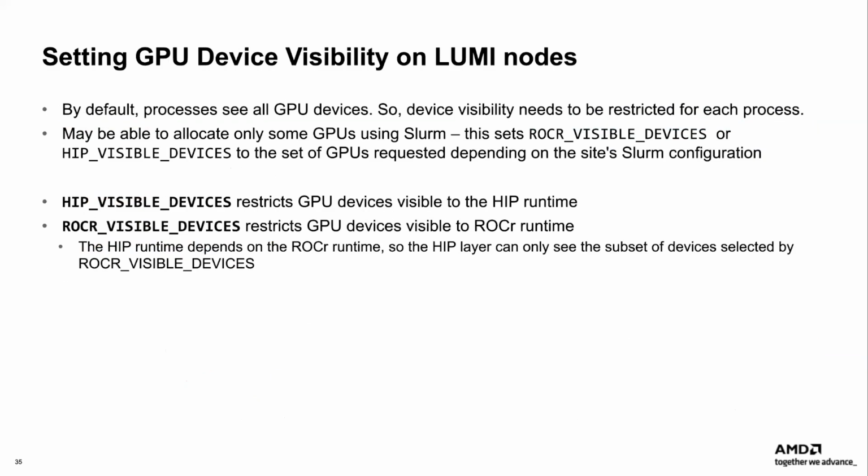So on LUMI nodes, to set GPU device visibility, we can do it using one of two environment variables. One is called HIP_VISIBLE_DEVICES. It restricts GPU devices visible to the HIP runtime, and ROCR_VISIBLE_DEVICES restricts GPU devices visible to the ROCR runtime. So these are two different runtime layers. The HIP runtime depends on the ROCR runtime. So ROCR runtime is below the HIP runtime. So whatever ROCR_VISIBLE_DEVICES is making available is what the HIP layer can see.